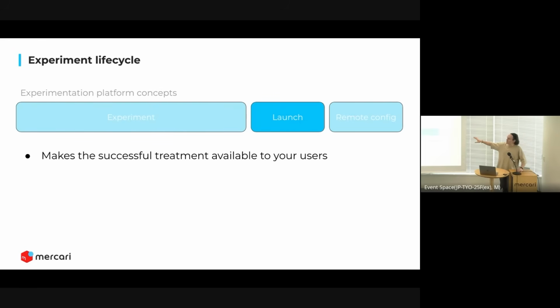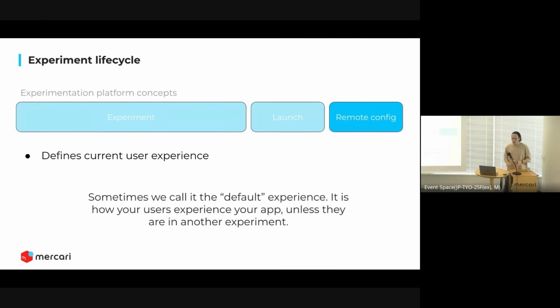But if one of the treatments we tried was successful, so we like how it behaved from the metrics, we can launch it. And this is where the launch concept comes in. It makes the successful treatment available to your users, and it allows you to do it gradually. And another concept in the experimentation platform is remote configuration. It defines the current user experience. It is basically how your users will experience your app if they are not in any experiment. Sometimes we call it the default experience.